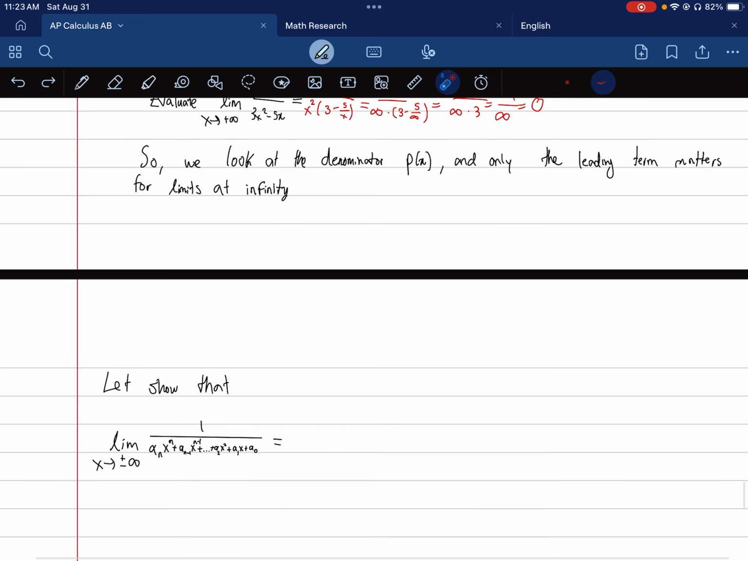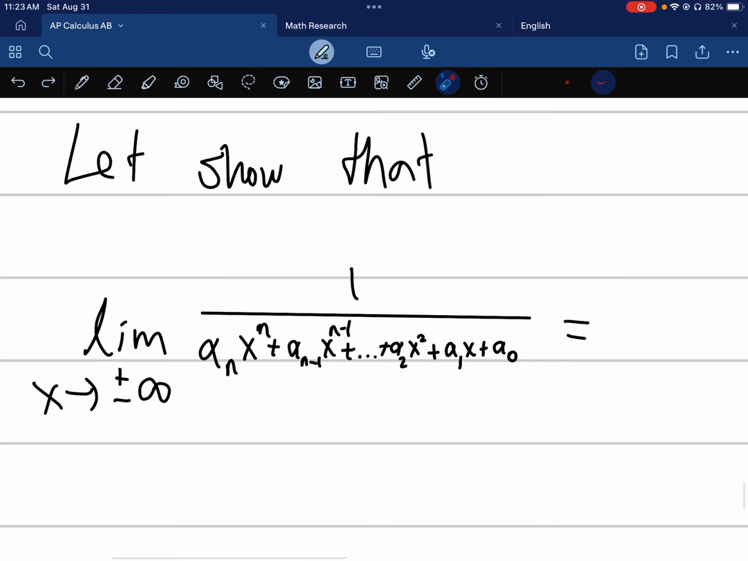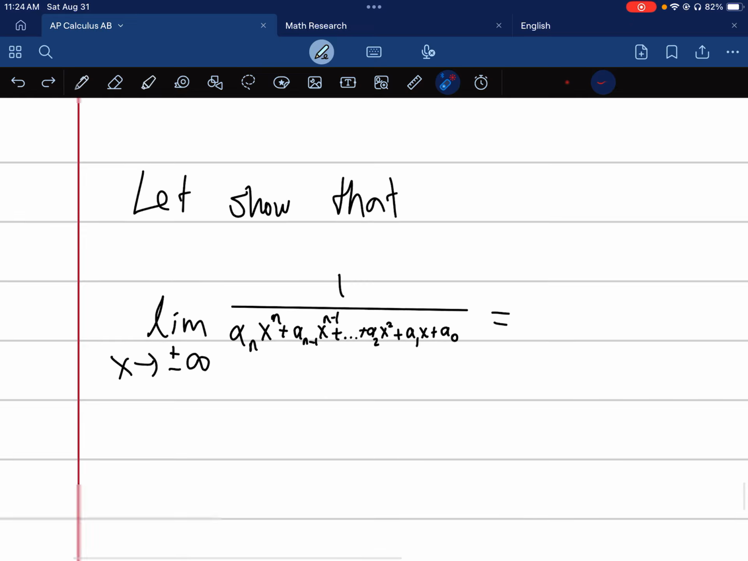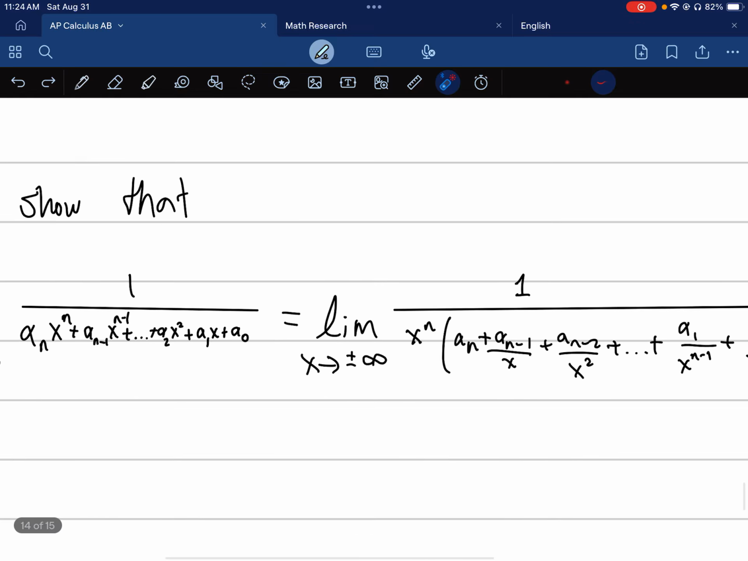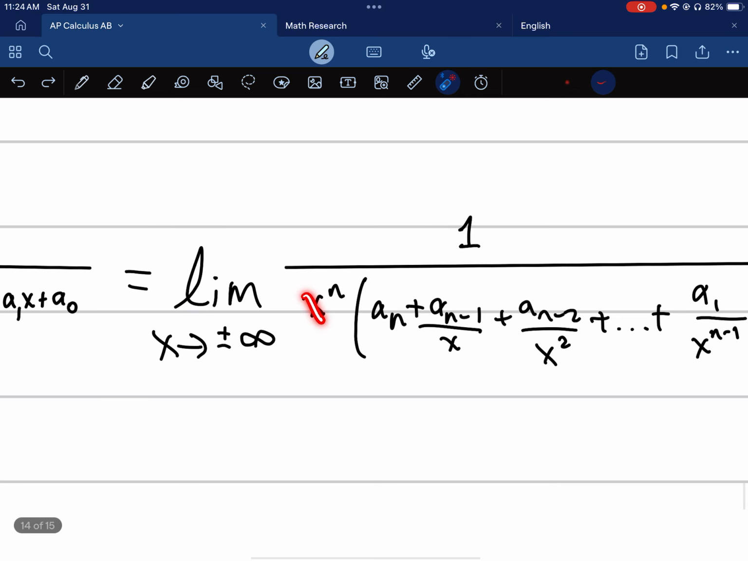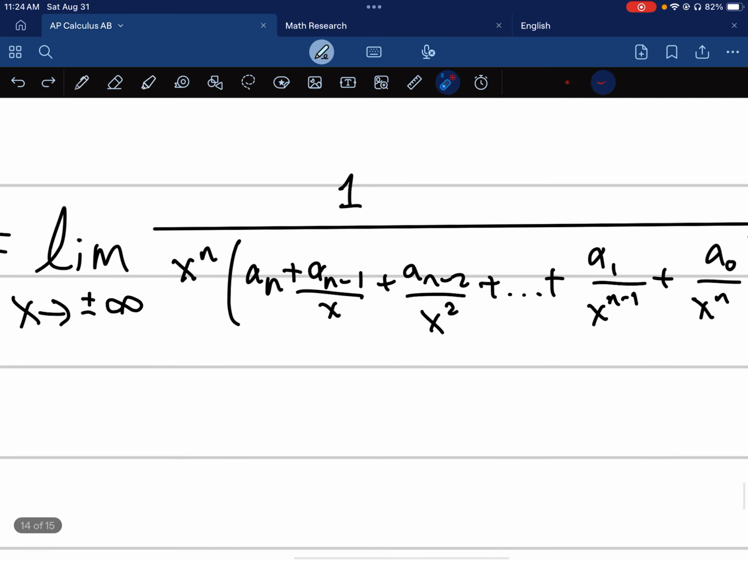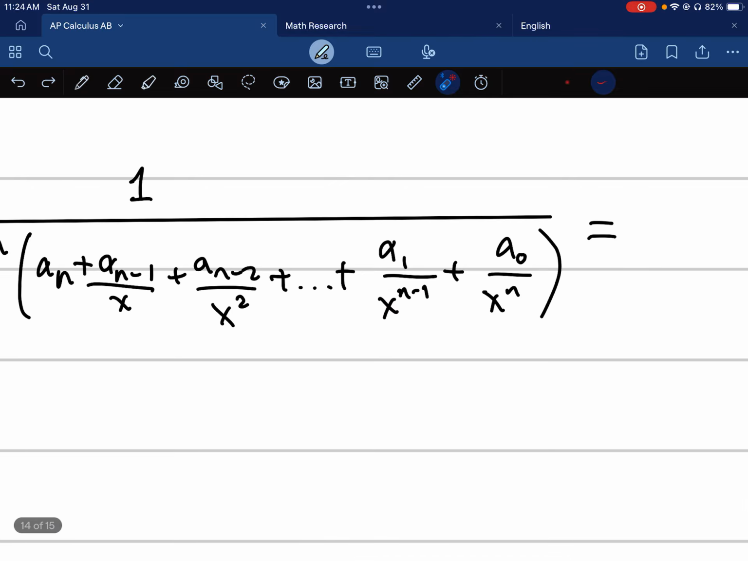So we're going to show that by taking the following. This is the limit as x approaches plus or minus infinity, because we could do this same process for either one without loss of generality. So we're going to do 1 over, this is just the standard form of a polynomial function. Now we're going to factor out this x to the n. So we're going to have first just our leading coefficient, then the next coefficient over x, and the next coefficient over x squared, dot, dot, dot, all the way up to our constant term over x to the n.